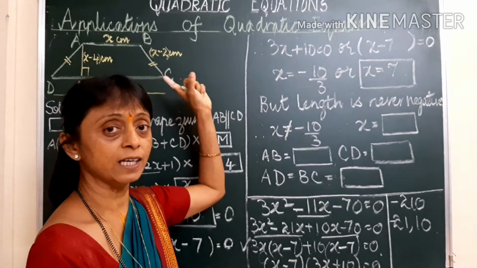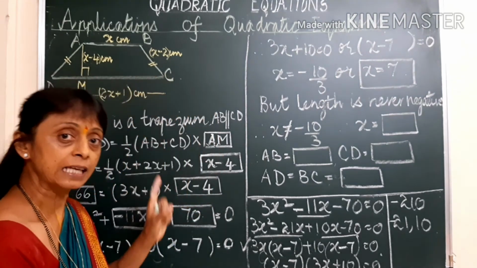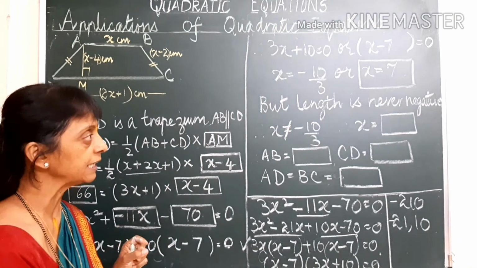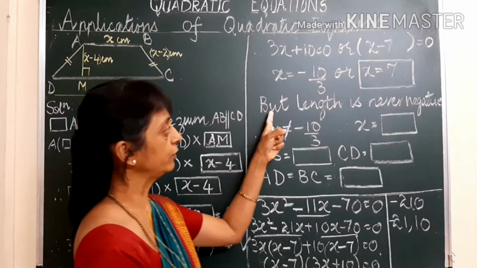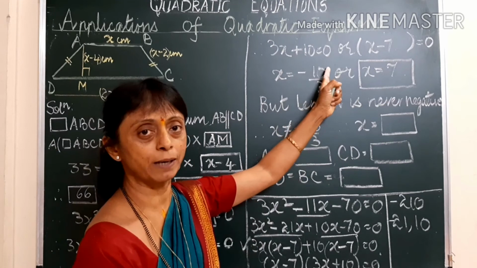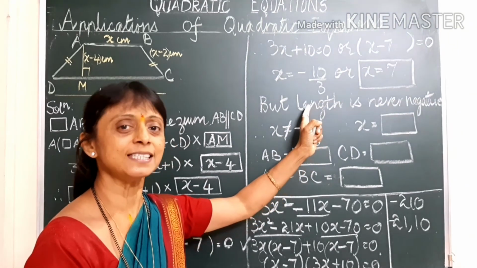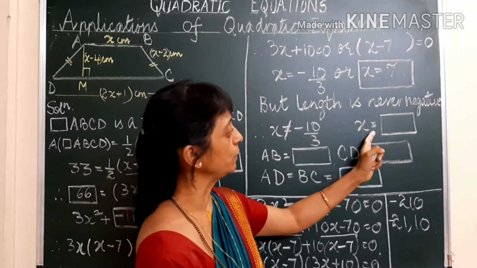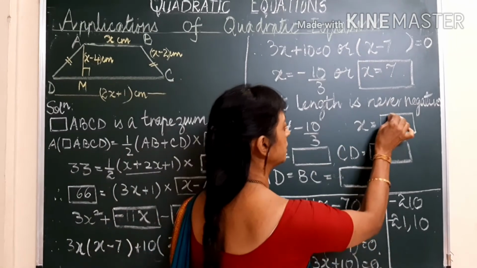But now as we are considering a geometrical figure, can the sides of a trapezium be negative? Definitely not. Therefore they have written but length is never negative. So x cannot be equal to minus 10 upon 3. That answer is unacceptable. Therefore x will be only equal to 7.